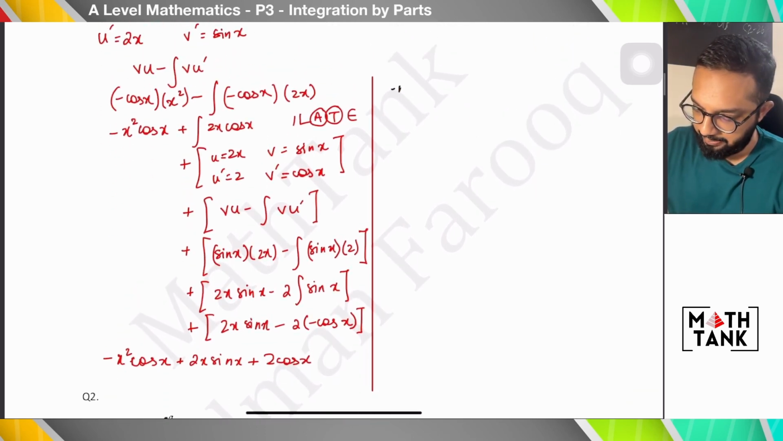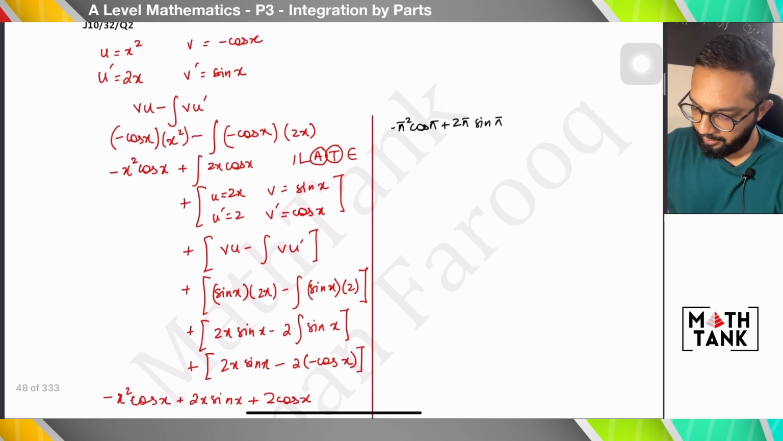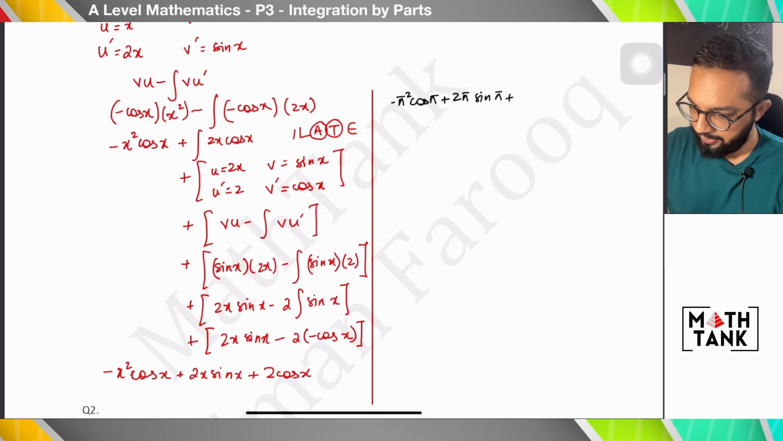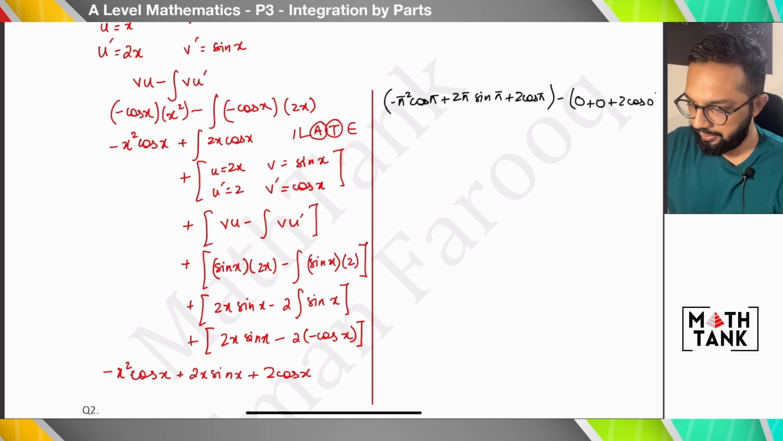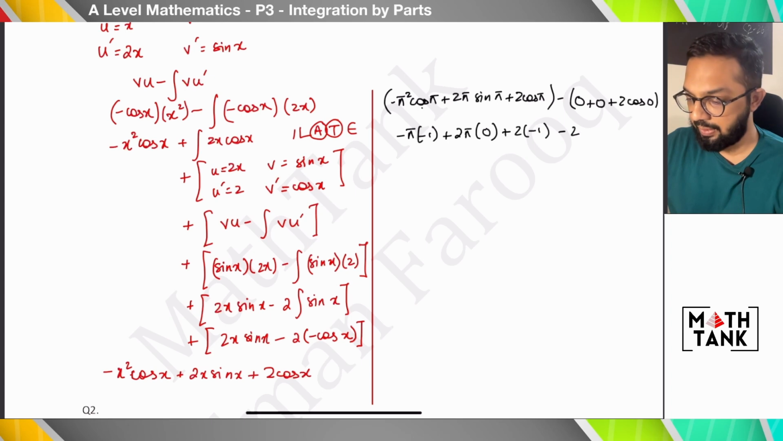So I get minus pi squared cos pi plus 2 pi sin pi plus 2 cos pi, minus the value at 0. The first term becomes 0 because I have x squared. The second term also becomes 0. The third term becomes 2 cos 0. So cos pi is negative 1, plus 2 pi sin pi, that's 0. Sin pi is 0. And cos pi is again negative 1, minus 2 cos of 0. Cos of 0 is 1. Therefore, this becomes minus 2.